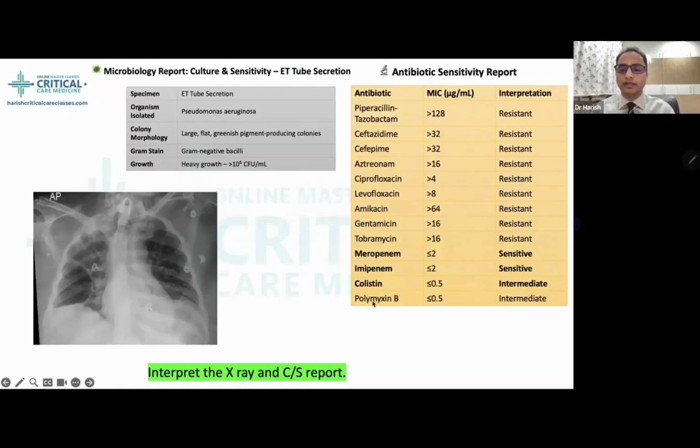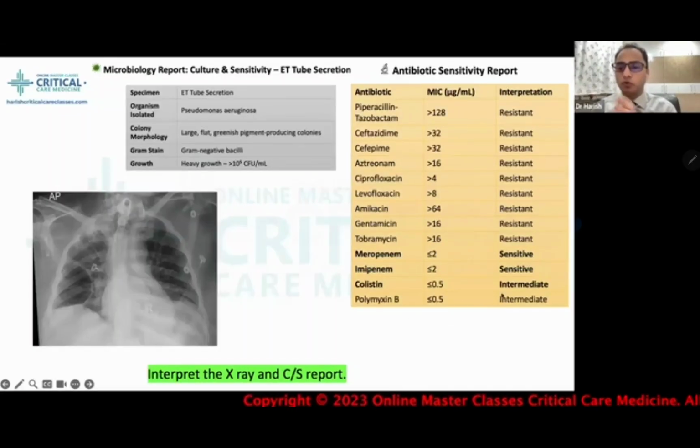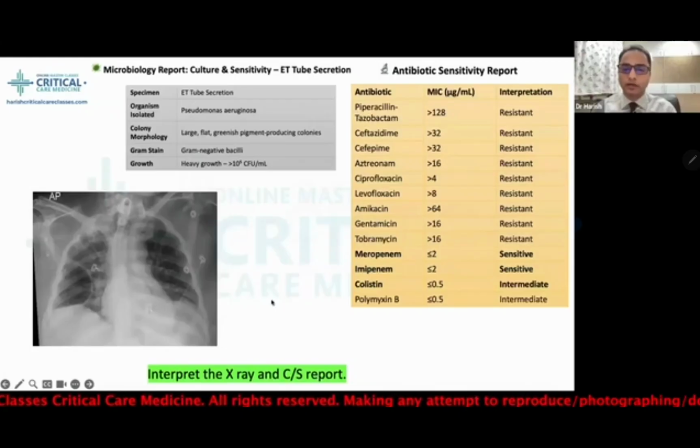So remember, CLSI does not recommend sensitivity test reporting for polymyxin B, but if you follow the EUCAST European guidelines, they suggest doing the sensitivity including polymyxin B. So colistin and polymyxin B both are showing intermediate and carbapenem showing sensitive. Okay, so how are you going to interpret this X-ray and culture sensitivity report?